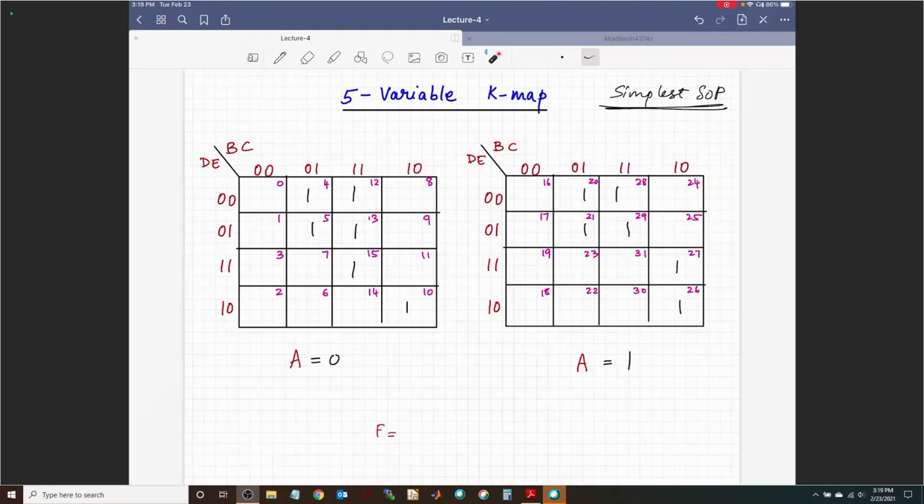So, if you think about it, if you chose A, B, C, and D over here and chose E as 0 there and E as 1 there, what would you have to do? You would have to go cell 0, cell 1, cell 2, cell 3, cell 4, cell 5, cell 6, cell 7. And it would be a bigger headache than this, right? So that's the reason why I'm saying choose A as the variable that distinguishes between left 4 variable k-map versus right 4 variable k-map.